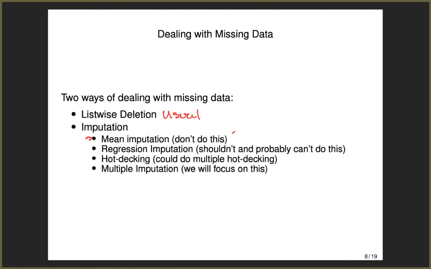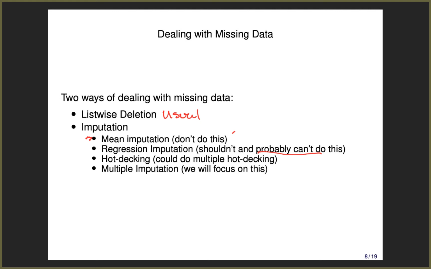The next possibility is regression imputation, where we build a model based on the data and we impute the missing values from that model. You probably shouldn't do this because this tends to produce bias in the standard errors. So it doesn't actually change the effect size as much, but it produces a massive downward bias in the standard errors. And ultimately, if you have any sort of complicated missingness, this will just simply fail. You wouldn't be able to do this anyways.